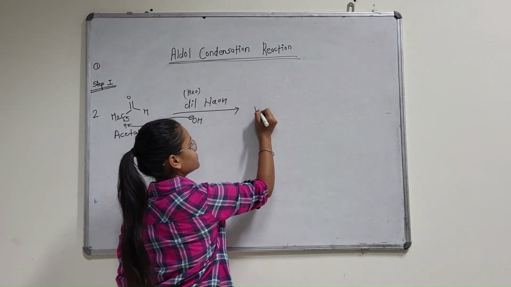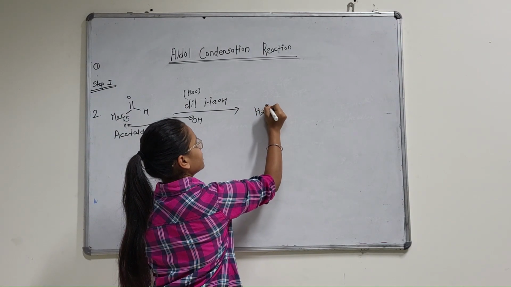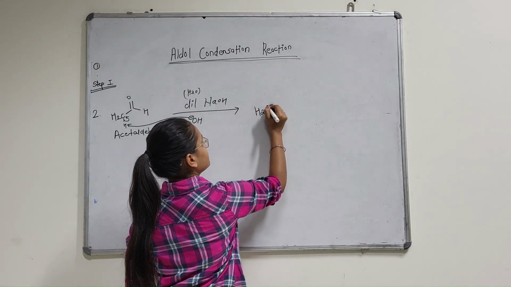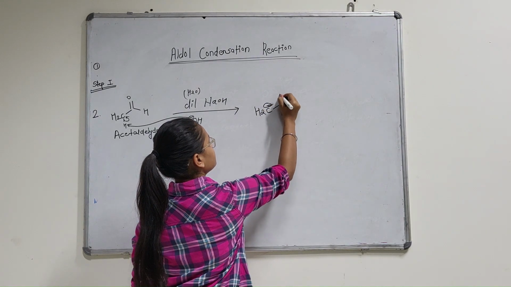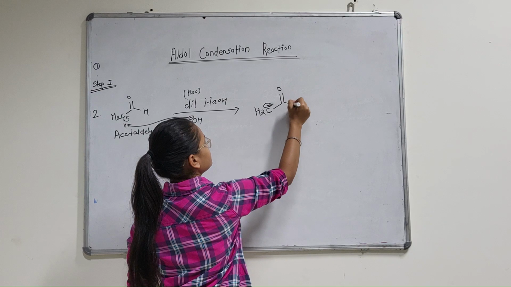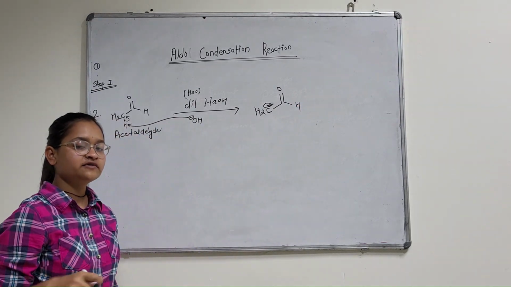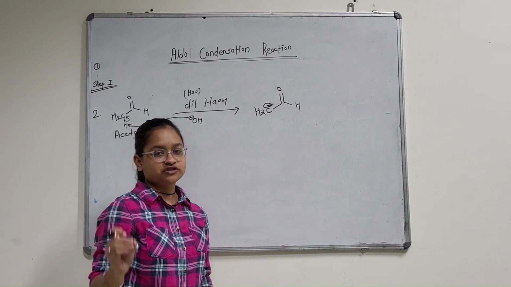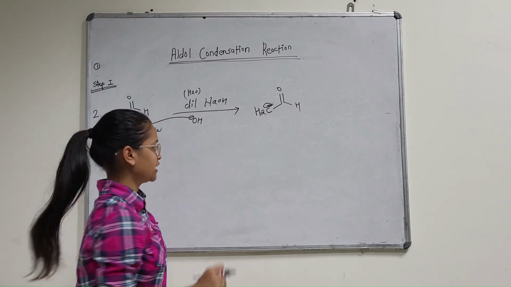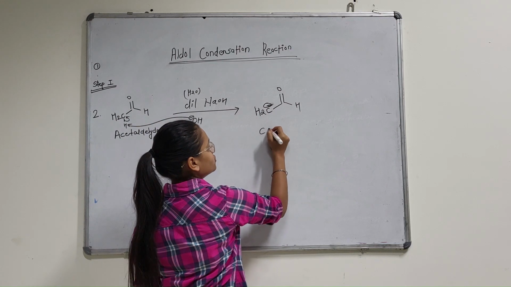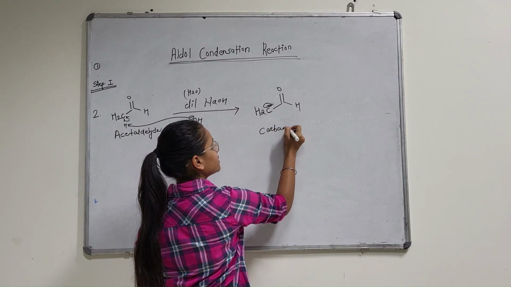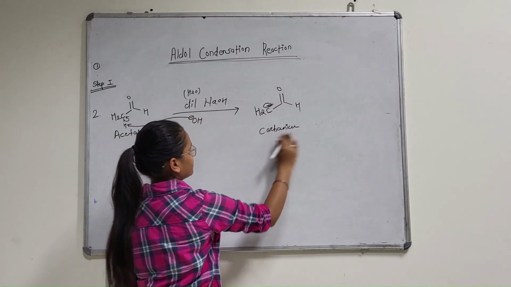So what is the product of this first step? CH2 negative charge, carbon double bond oxygen, and hydrogen. A negative charge on a carbon atom is called a carbanion. A positive charge on a carbon atom is known as a carbocation. We have a negative charge, so this compound is a carbanion.